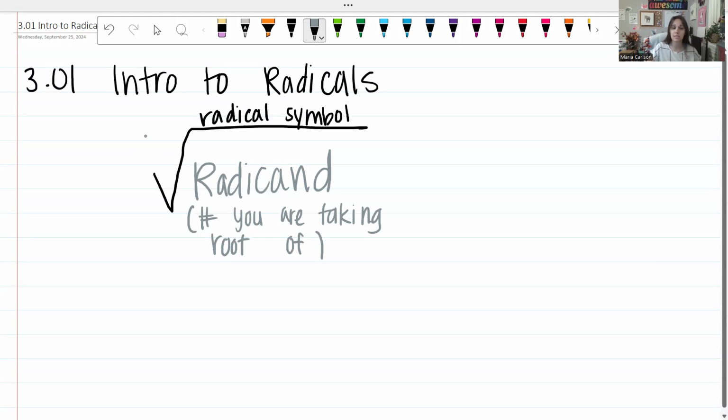And normally we're taking a square root, right? And that's kind of like there's an invisible 2 here. But we can have different numbers in what we call our index. So this could be a different number.